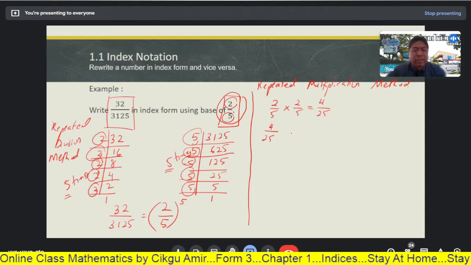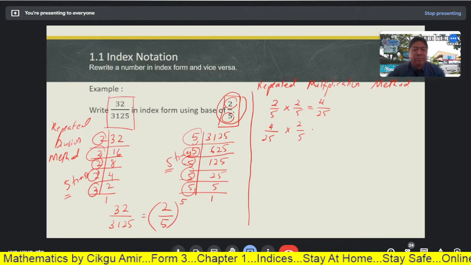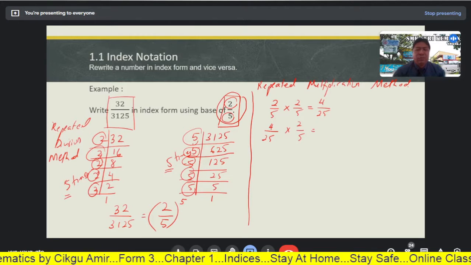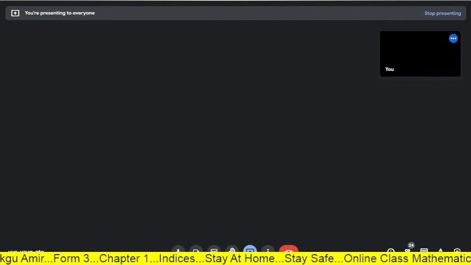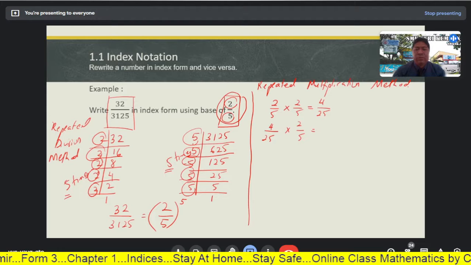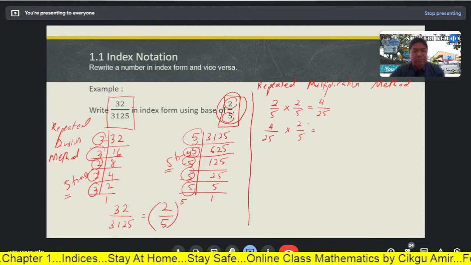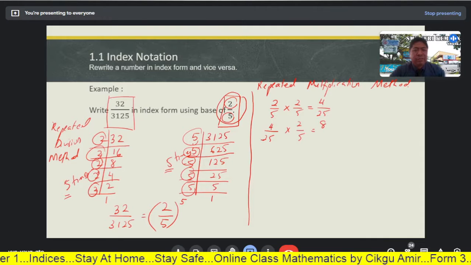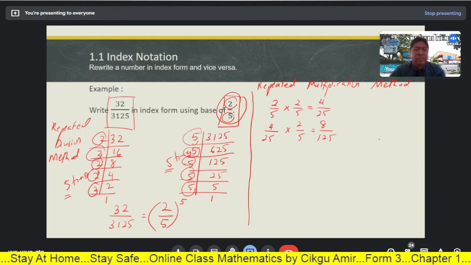Do that again. 4 over 25 multiplied by 2 over 5. 4 multiplied by 2 is 8. 25 multiplied by 5 is 125.